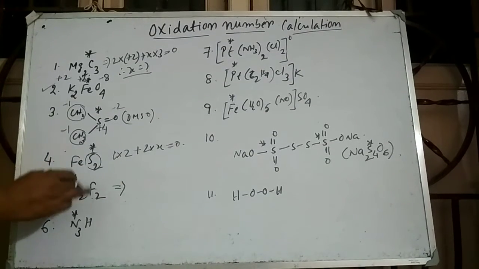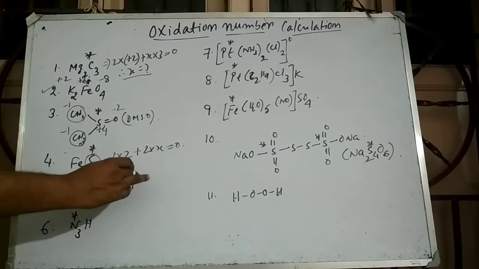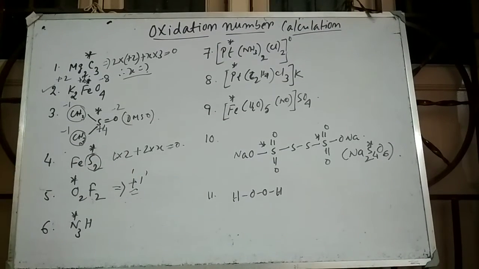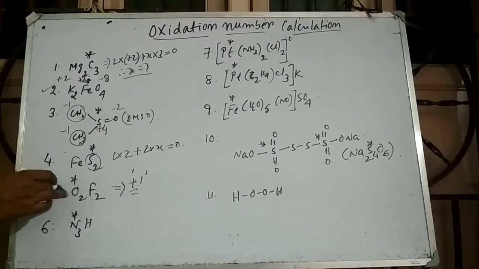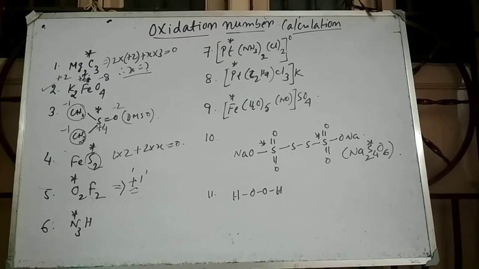Next, O2F2. Here the oxidation number of oxygen is plus 1. This is an exceptional compound. In the majority of oxygen compounds, the oxidation number of oxygen is minus 2, but in the case of O2F2, the oxidation number of oxygen is plus 1.